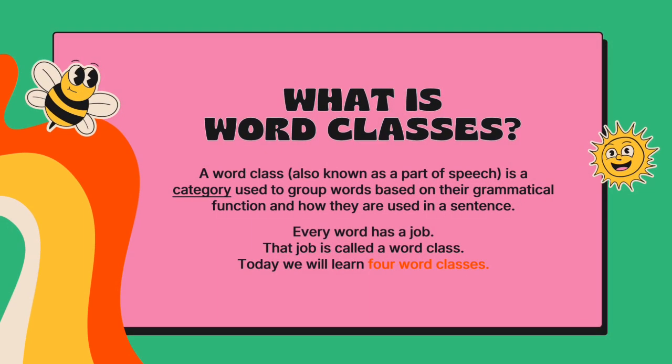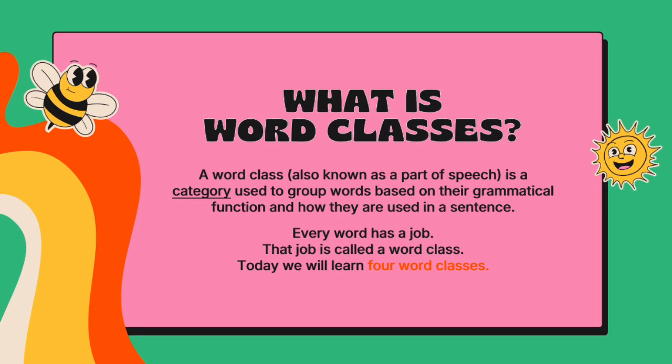Now, let's start with the basic question. What is word class? A word class, also known as a part of speech, is a category used to group words based on their grammatical function and how they are used in a sentence. In simple words, every word has a job. Some words name people or things, some words show actions, some words describe nouns, and some words explain how an action happens. Today, we will only focus on the four most common word classes: noun, verb, adjective, and adverb. Let's discuss them one by one.